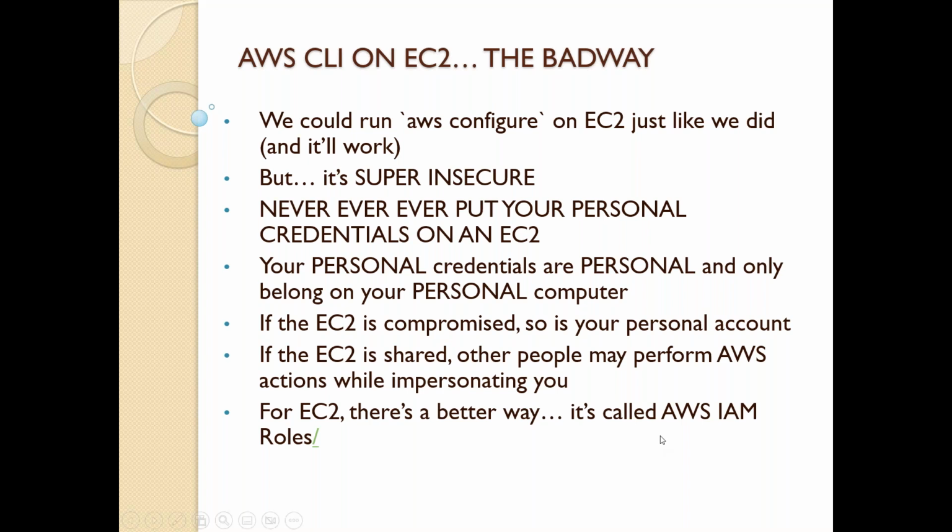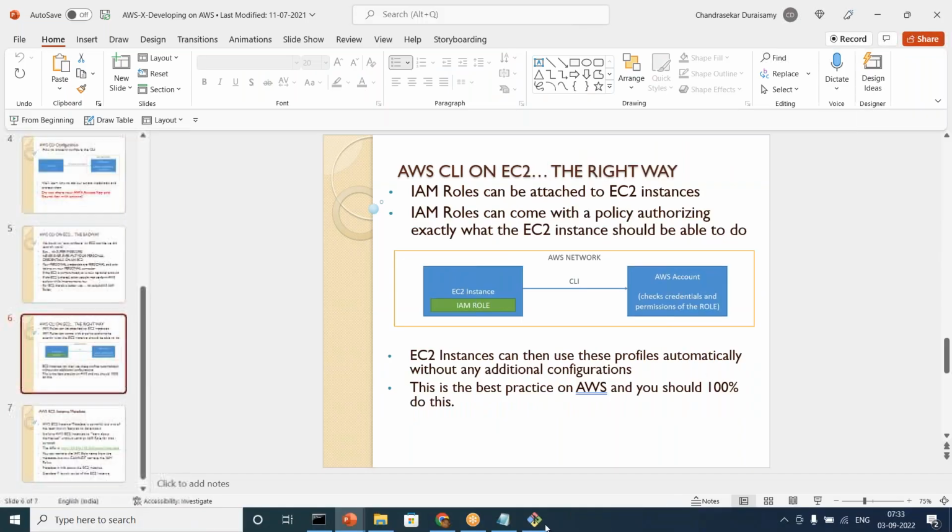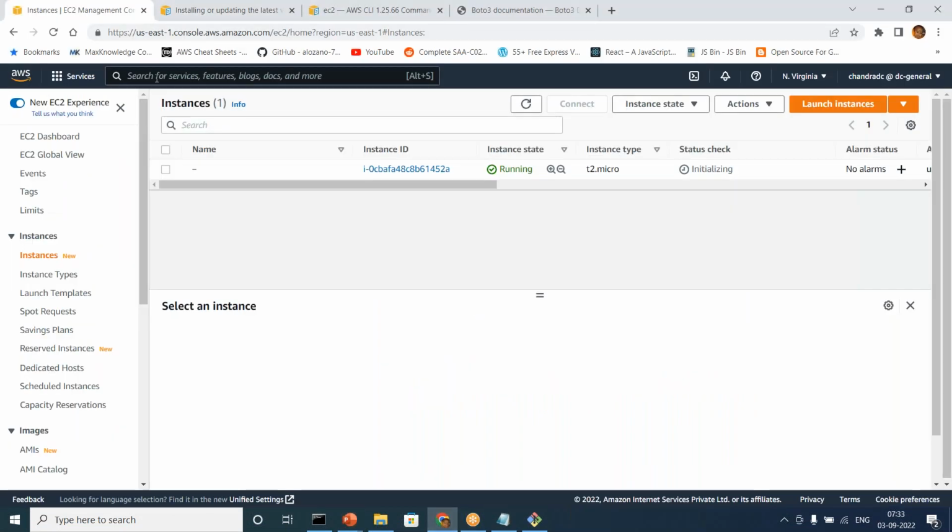So the best way to do is always create a role and attach it. So what we're going to do, we are going to create a role, then the role will have a policy so that the EC2 will assume that role and it will do the job for us. Okay, IAM roles can come with policy authorizing exactly what the EC2 instance should be able to do. Then you can use profiles again without any issues, as we did in our local. Let's go to IAM.